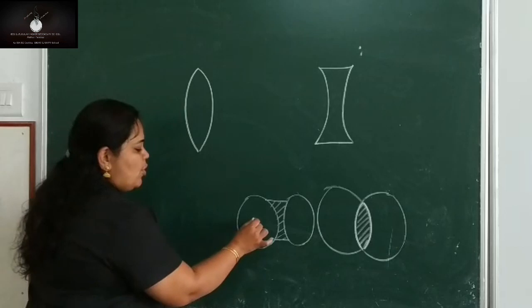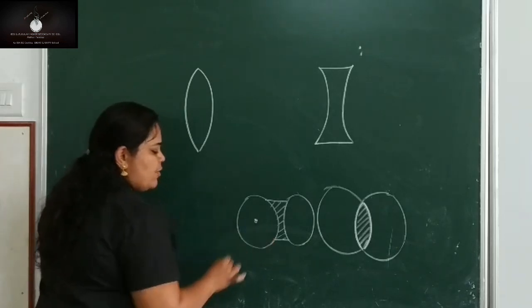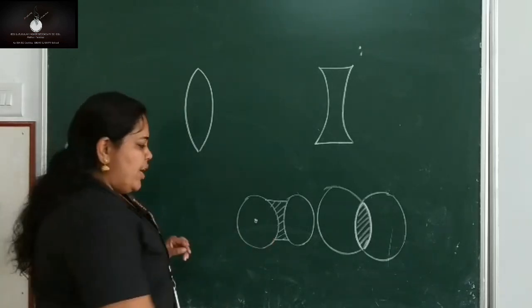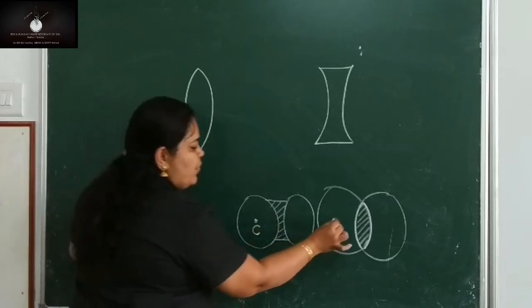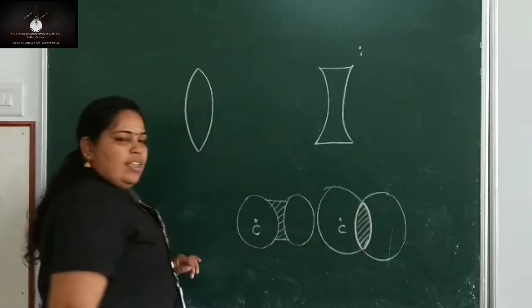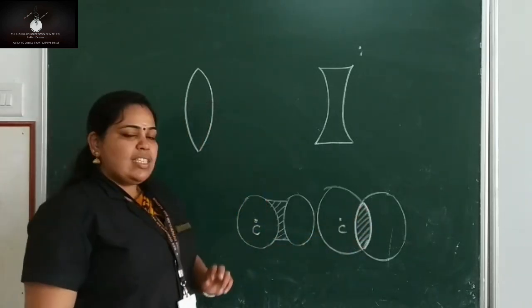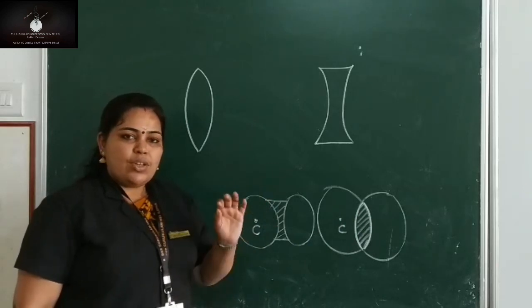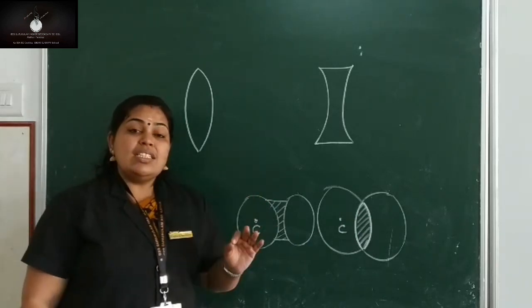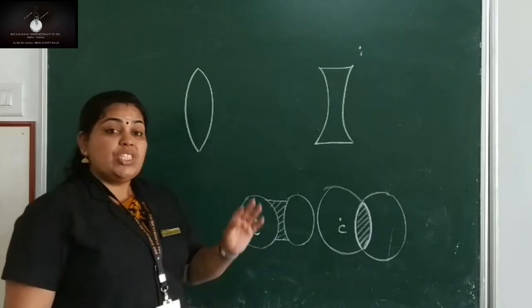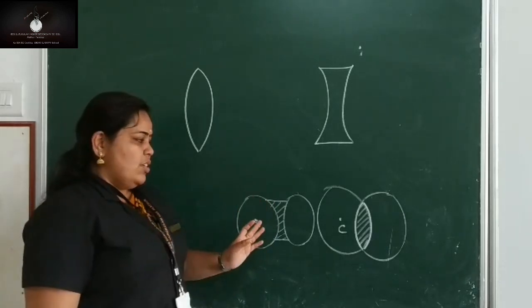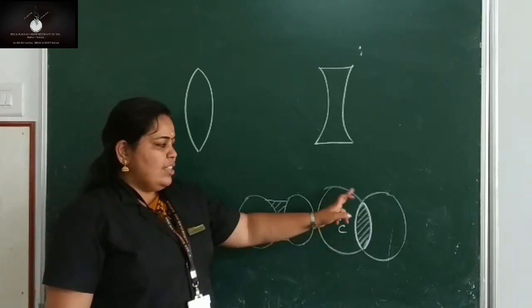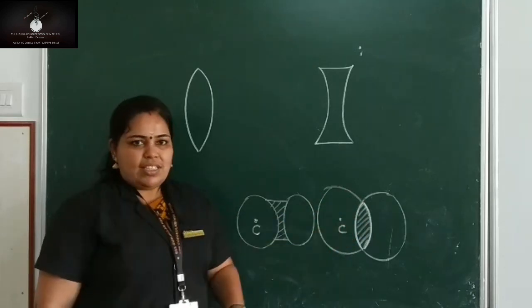And what will you call the midpoint of that spherical surface? It is known as the center of curvature. So what is the center of curvature? The center of curvature is the center of the sphere of which the lens is a part. This sphere is a part of the lens.